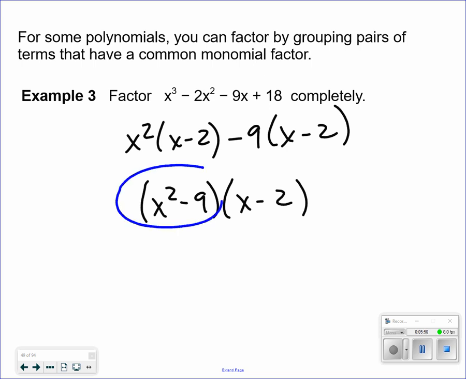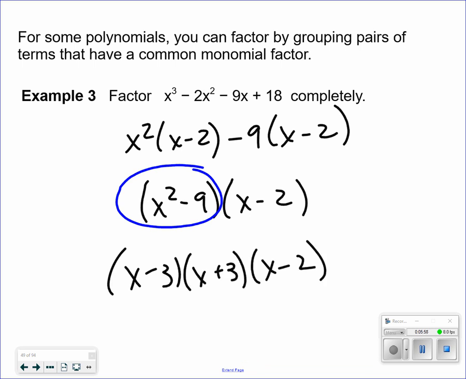Sometimes when you factor, you will end up with something that is factorable again. So x minus 3 and x plus 3, because that's the difference of two perfect squares. X squared is a perfect square, 9 is a perfect square, and so I can factor that again because it's the difference of perfect squares. So sometimes when you have 4 terms, you should ultimately look for factor by grouping.